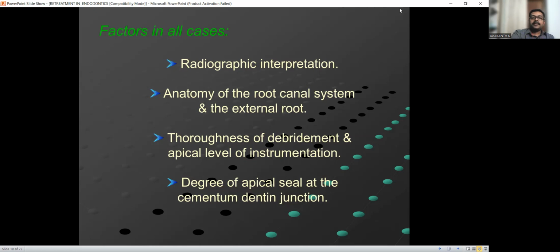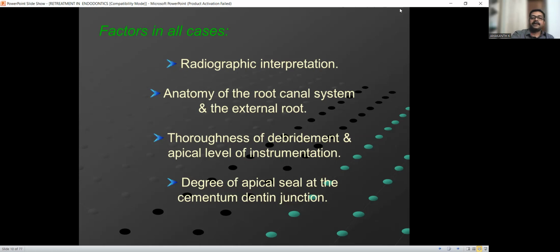Thoroughness of debridement and apical level of instrumentation is the most important point. Few researchers say that most failures result from failure of instrumentation at a distance of 2 to 3 millimeter from the apex. So if you fail to do cleaning and shaping or thorough debridement 2 to 3 millimeter from the apical area, it is likely that your case has a greater failure rate.